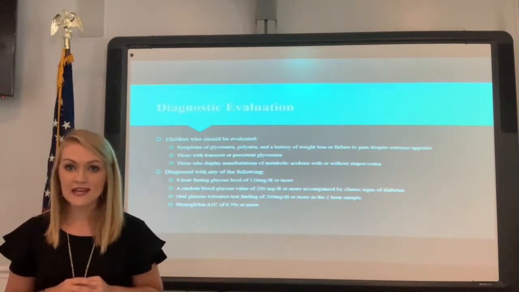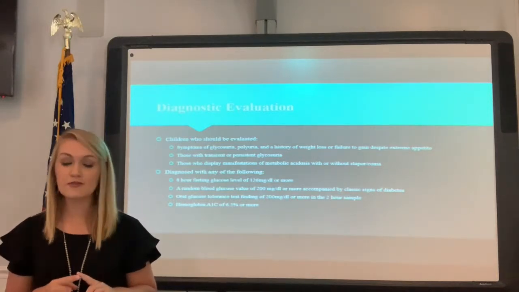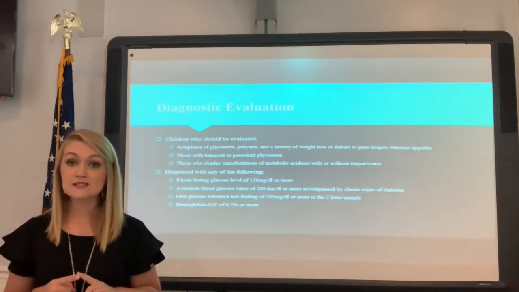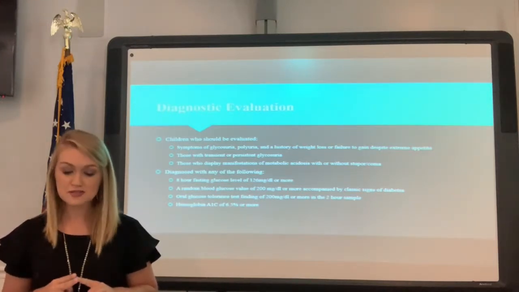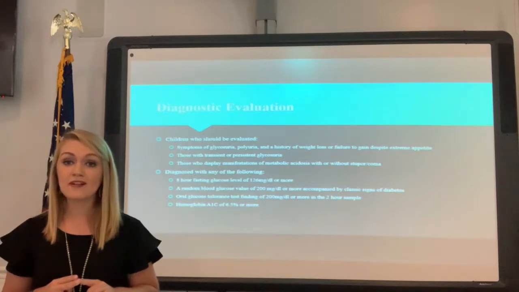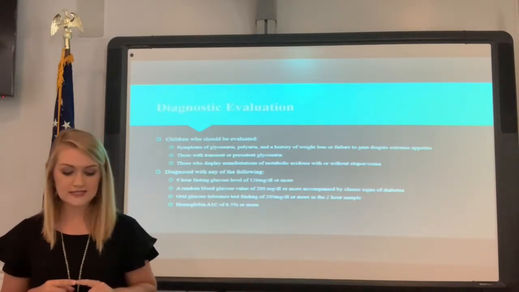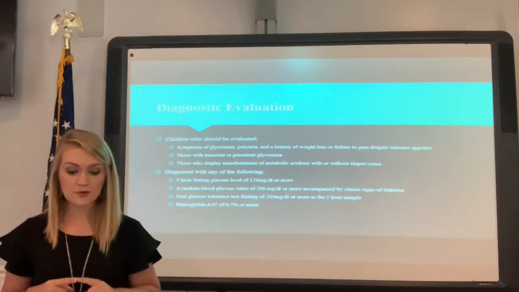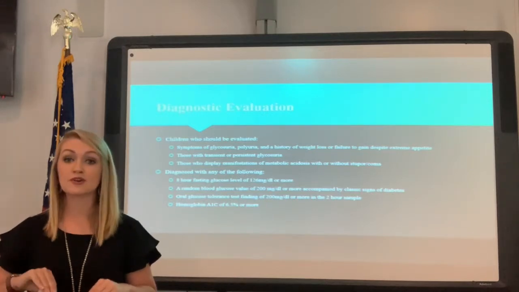Diagnosis occurs with any of the following. They can have an 8-hour fasting glucose level of 126 or more, a random blood glucose value of 200 or more accompanied by the classic signs of diabetes, oral glucose tolerance test findings of 200 or more in a 2-hour sample, and a hemoglobin A1C of 6.5 or greater.